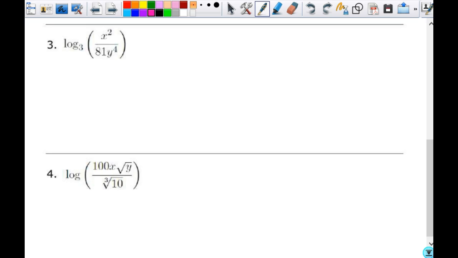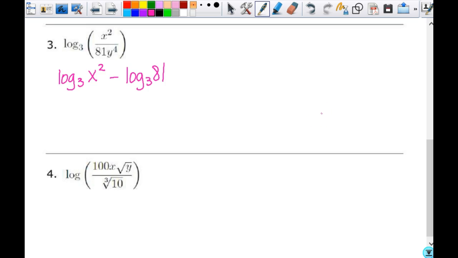Let me get you started on this one because I want to talk about the adding and subtracting part here. Because we have some divisions, that means I've got some subtraction. So I'm going to start with log base 3 of x squared, and then it's divided by 81, y to the 4th. So it's going to be minus log base 3 of 81. Now 81 is being multiplied times y to the 4th, right? So is this right here going to be addition or subtraction?